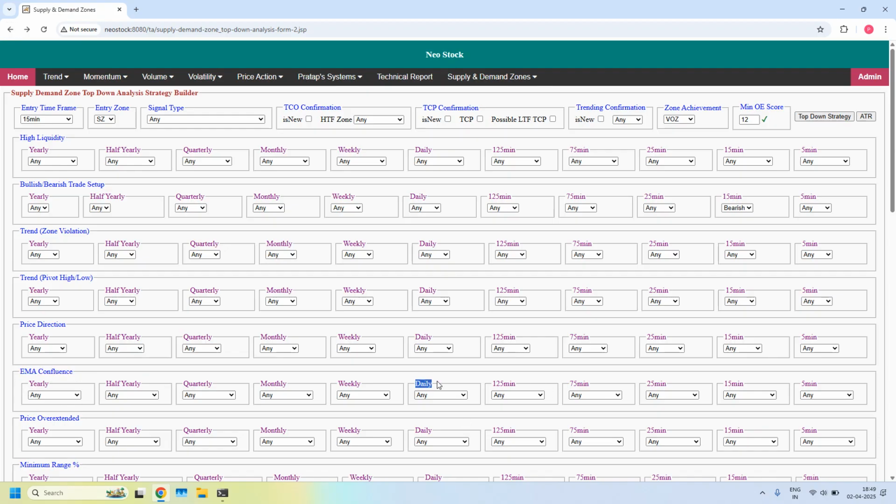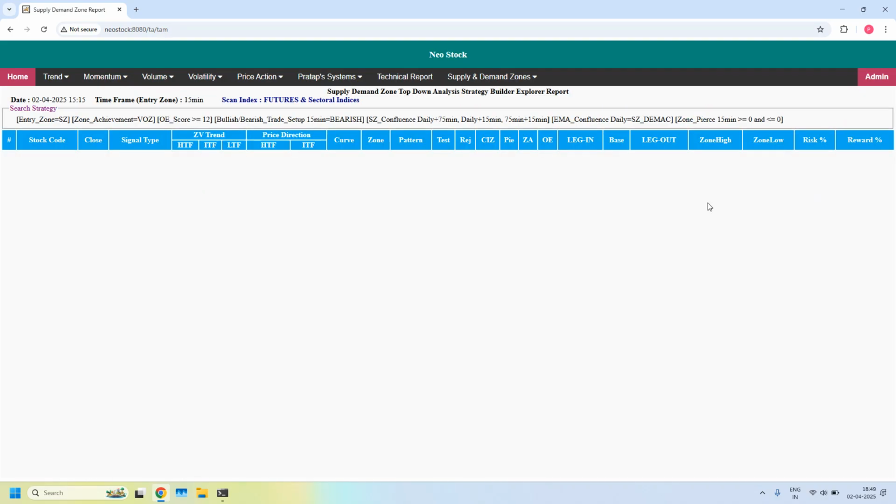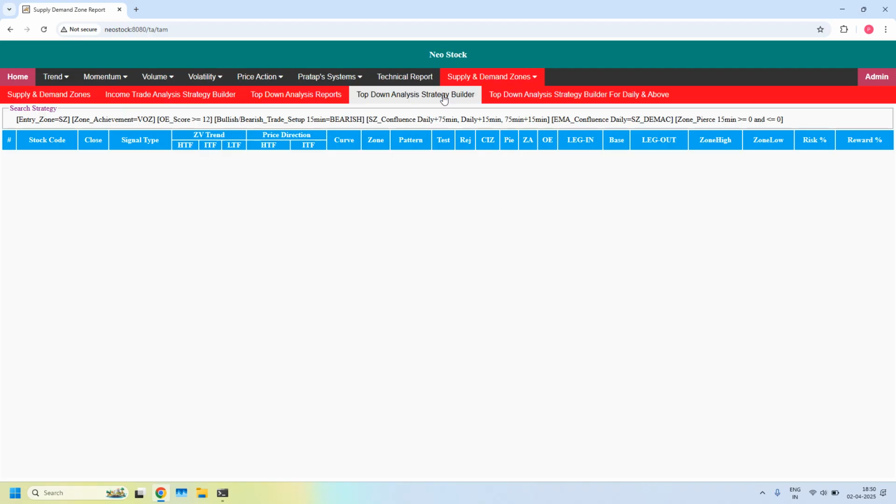EMA confluence at daily, I'm checking daily supply zone having daily EMA confluence. Anyway, daily trend is downtrend. So let's filter. So we didn't get that stock. So it is not having daily EMA confluence. So this is bearish trade setup for daily income trade. Next, we will look into hourly income trade supported stocks.